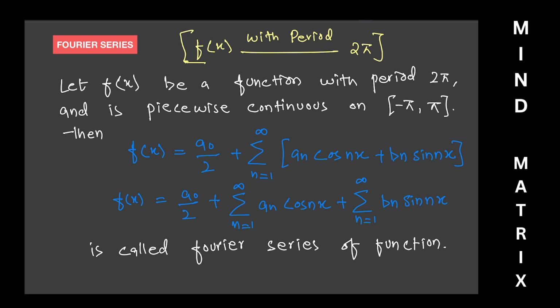Let f(x) be a function with period 2π that is piecewise continuous on the interval from −π to π. Then the formula of the Fourier series is as follows, where f(x) = a₀/2 + summation from n=1 to infinity of aₙ cos nx + summation from n=1 to infinity of bₙ sin nx. This is called the Fourier series of a function.